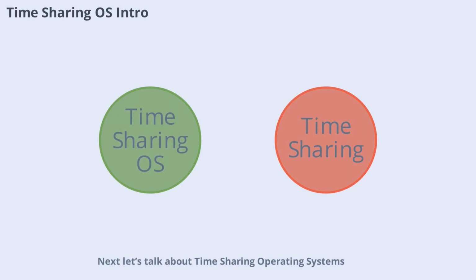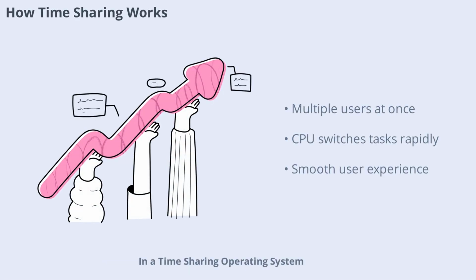Next, let's talk about time-sharing operating systems. These systems allow multiple users to access a computer at the same time. The OS quickly switches between tasks, giving each user a slice of processing time. This makes it feel like everyone is using the computer simultaneously, even though the CPU is handling one task at a time. In a time-sharing operating system, the CPU divides its time among all active users and tasks.